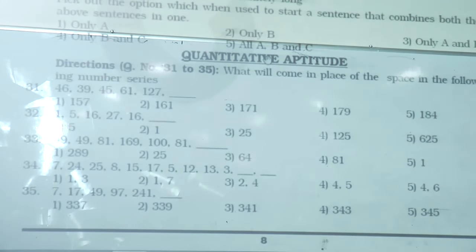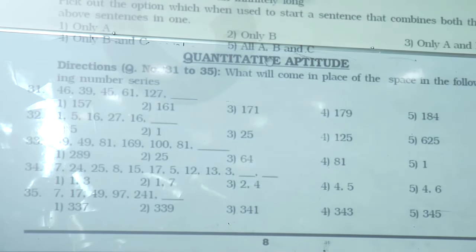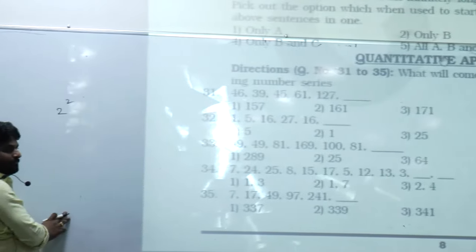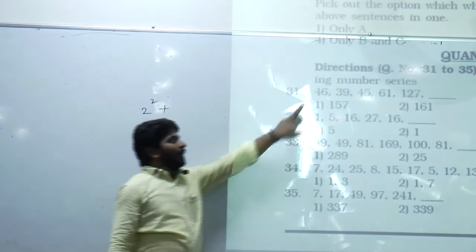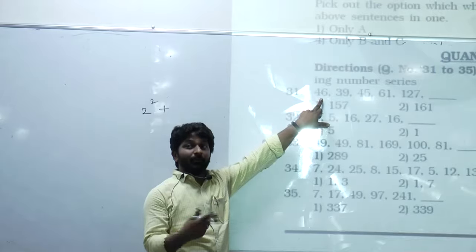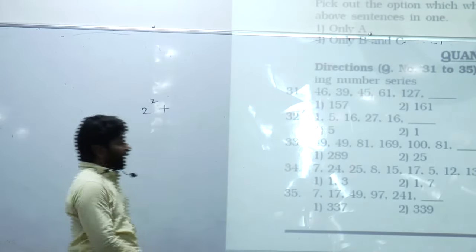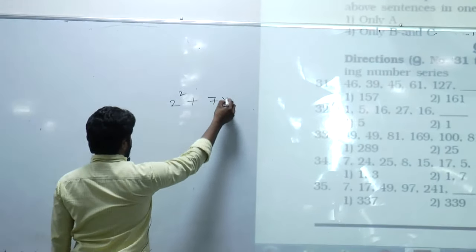Right, come on. 31, first number 46. 2 square. Apart from 4, how much you have? Out of 46, apart from 4, how much you have? 42. It is 7 into 6.